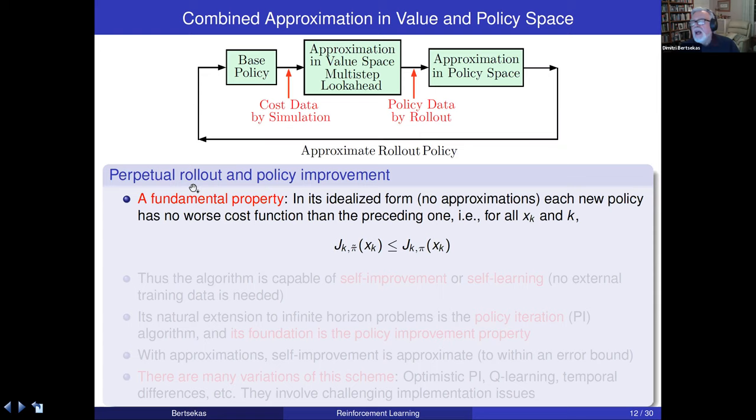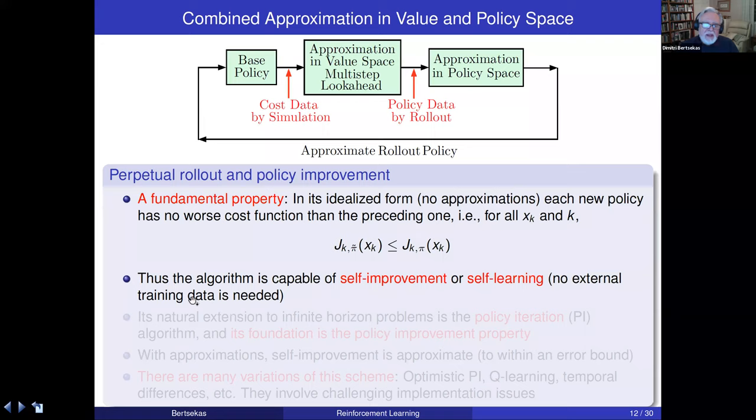Now that's a very important concept because it relates to a fundamental algorithm in dynamic programming called policy iteration. And the main property of this algorithm is that in its idealized form, with no approximations involved at all, each new policy, this rollout policy, has no worse cost function than the preceding one, is an improvement. This is called the cost improvement property. In other words, the new policy, pi tilde, has a better cost than the previous policy for all initial states, all xk and k. So that's the cost improvement property, and it holds assuming no approximations.